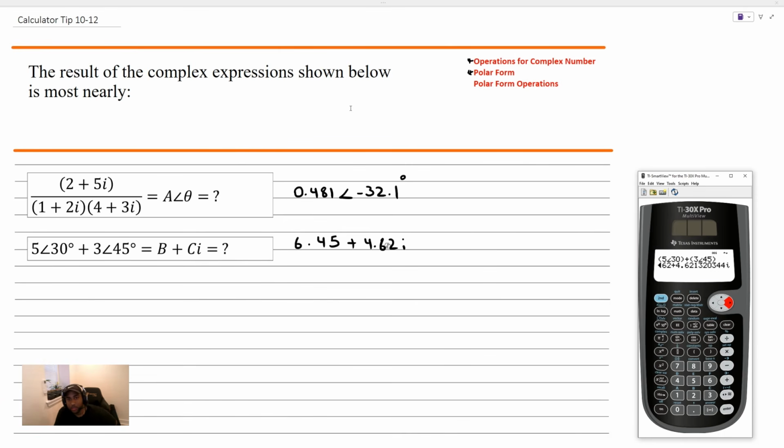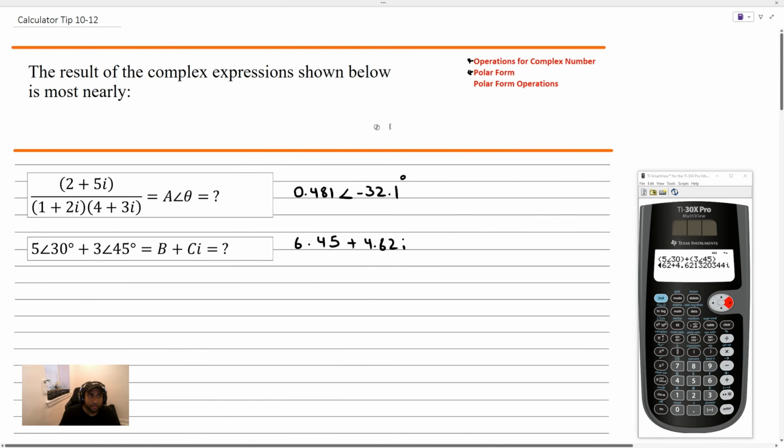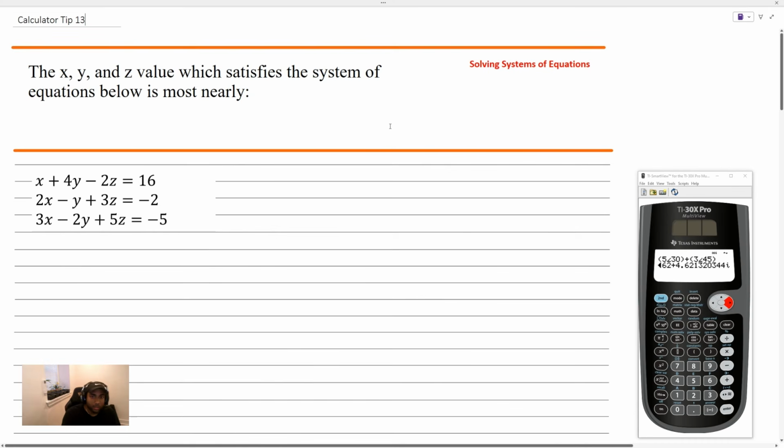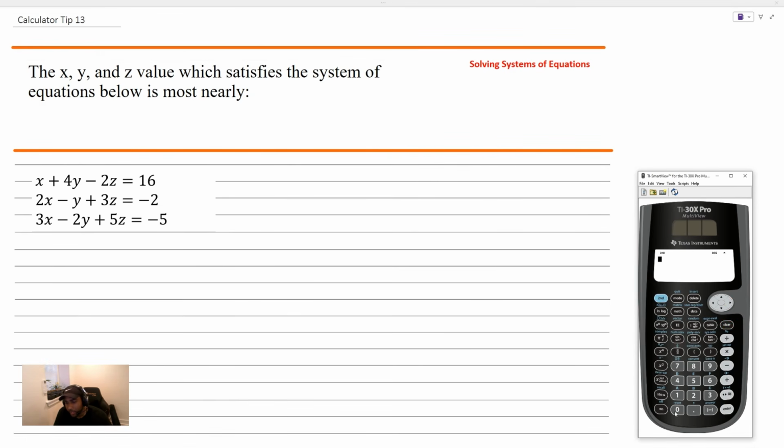So these are the two solutions, and we went through these 3 upper calculator tips here. We're on calculator tip 13 now, which is our final calculator tip. We're going to do this last question on solving system of equations. Before I do that, just go ahead and reset my calculator real quick. Make sure none of my variables are kind of mixing each other up.